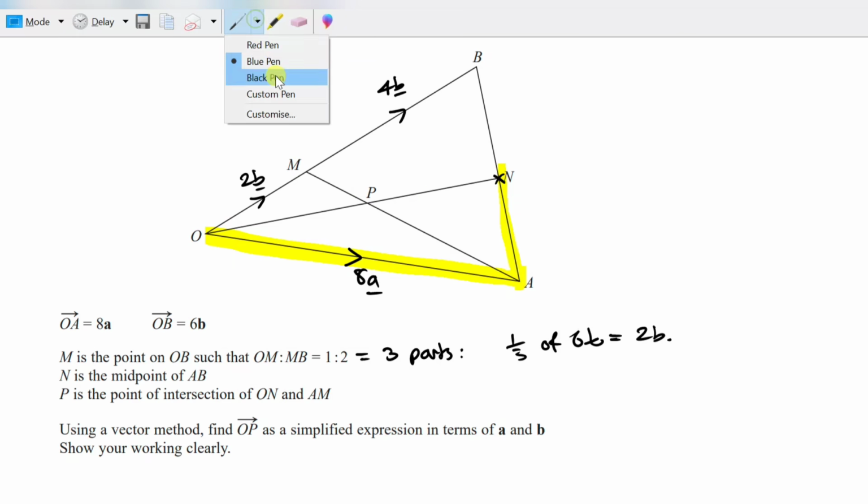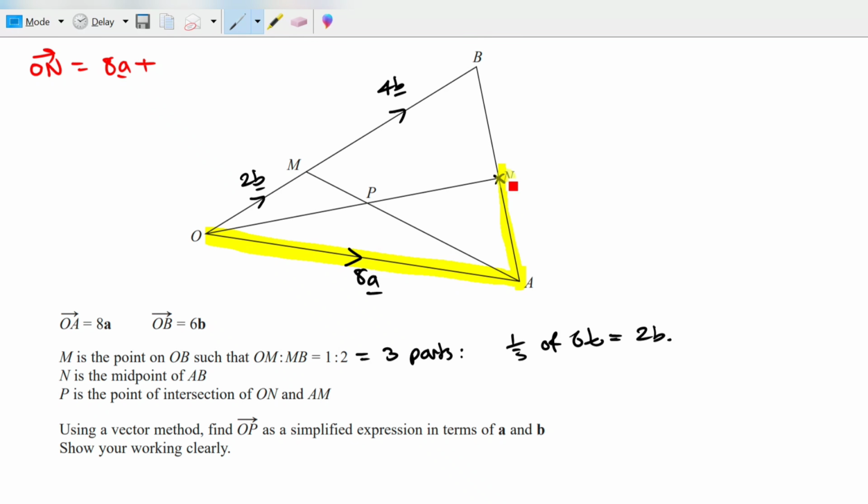So O to N. So let's change this to red. Now, to go from O to N, how do we do that? Well, we know we can go from O to A, so that's 8a already. We're traveling 8a across. Now we need to figure out how to get from A to N. Now, one cool thing about vectors, guys, yeah, is that you can literally take any route you want as long as you get there. So have a look.